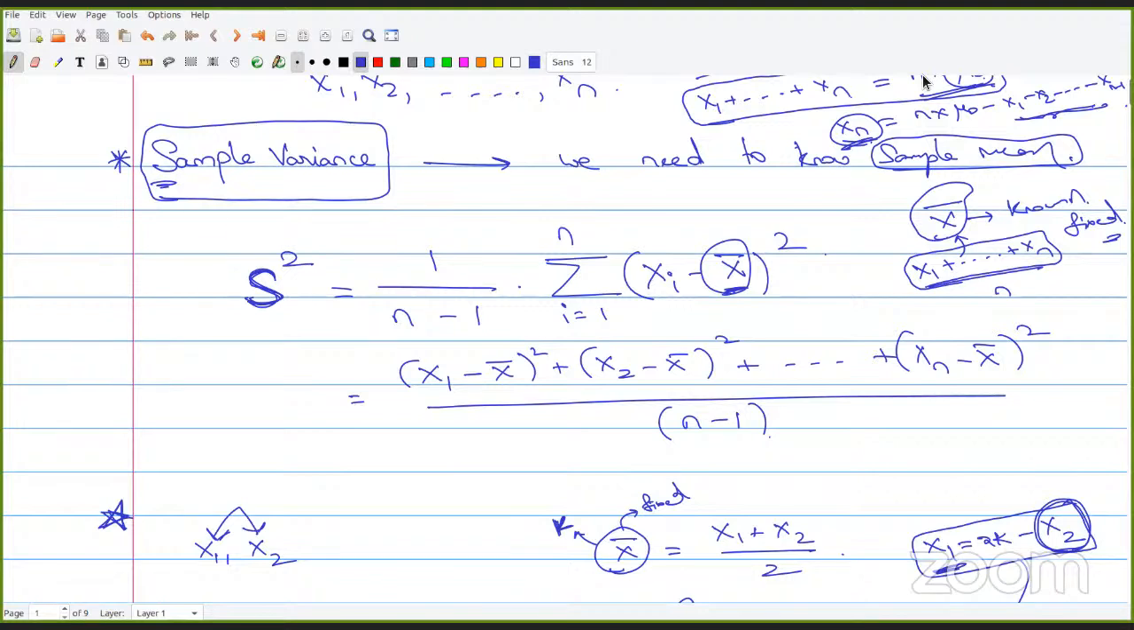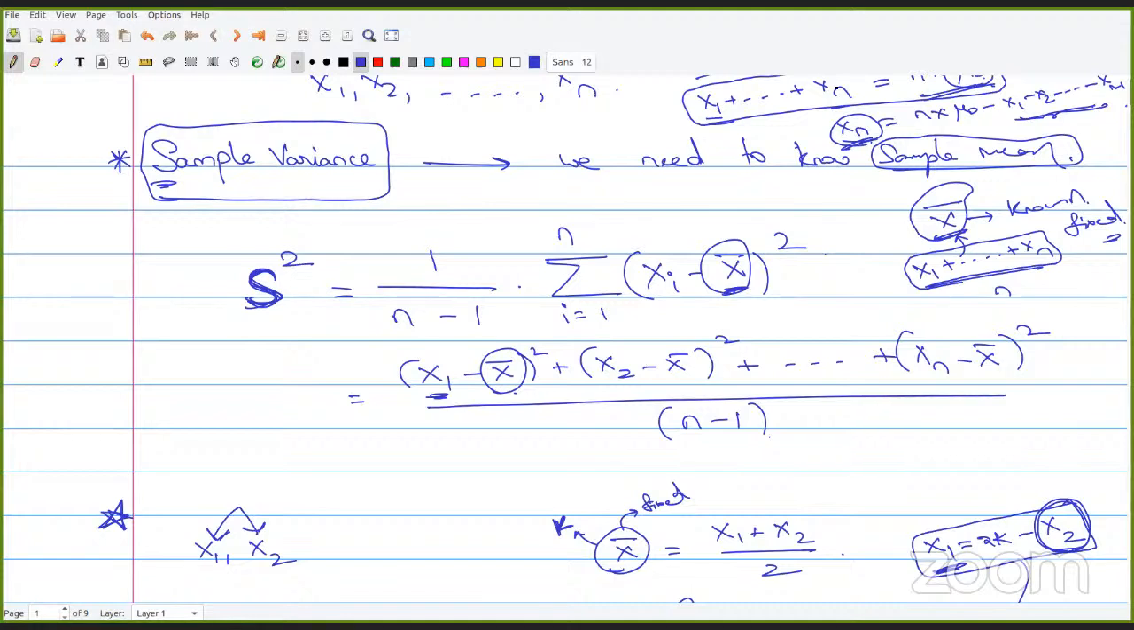In this particular thing, x1 is a random variable, but x bar is a fixed value. It's not a random variable. If this is a fixed and constant value, then that means you know the sample mean. You know the sample mean, but you don't know what those n random variables are, but you know the sum of the random variables divided by n. That you know.